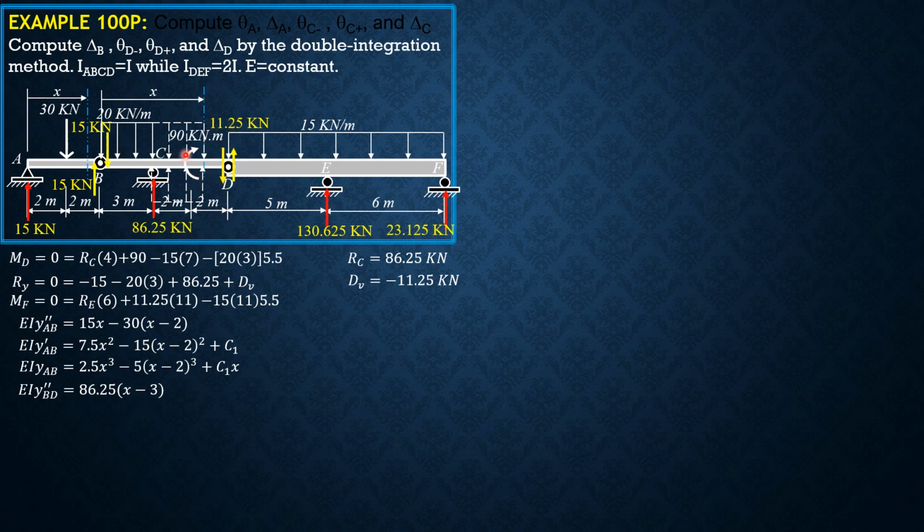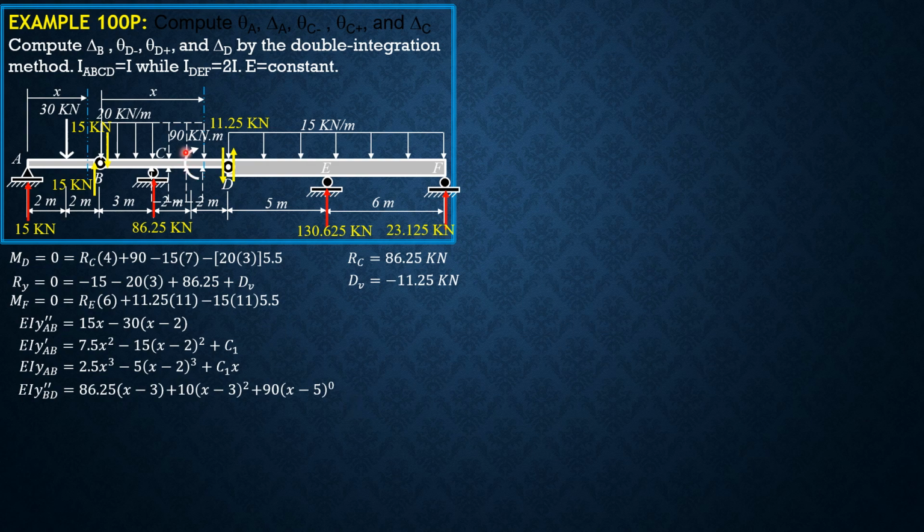Clockwise positive plus 90 times, plus this loading, moment of this loading, which is 20 times quantity x minus 3 times x minus 3 over 2. So it is plus 10 x minus 3 squared. Again, 20 times x minus 3, the length, then moment arm x minus 3 over 2. So plus 10 quantity x minus 3 squared. Then plus 90 times quantity x minus 5 to the 0.